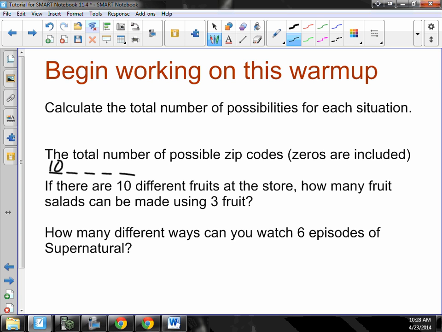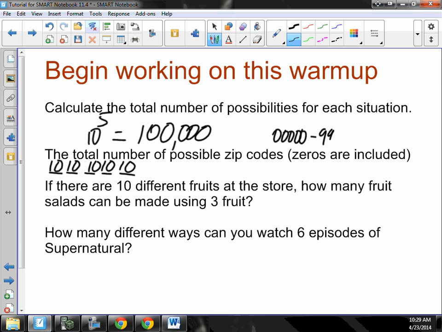What about the second digit? 10, because we're allowed to reuse. So 10, 10, and 10, which is 10 to the 5th, which is 100,000. Now, we should have known that, right? What is the lowest possible zip code? All zeros. What's the highest possible zip code? All 9s. Well, how many numbers are there from here to here? Well, 99,999 plus 1, which is 100,000.